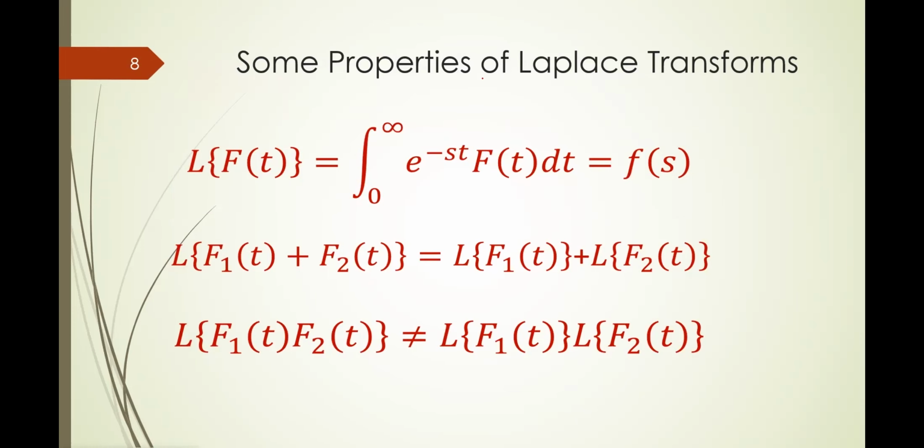So some properties of the Laplace transforms. Again, the Laplace of a function of t, when you apply this formula, you'll basically just end up with a function of s. And when you have two functions being added, you can separate them and apply the Laplace to each of them. However, when you have a product of two functions, you can't just separate the Laplace. So what you do here is multiply first the function and then apply the Laplace afterwards.